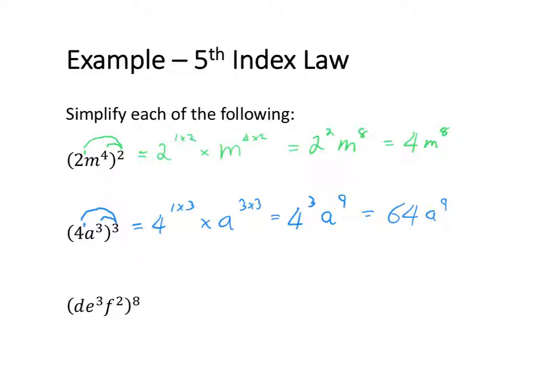Looking at the last example, d e to the power of 3, f to the power of 2, and then all of that raised to the power of 8. I need to multiply each of my indices inside of the bracket by my term outside, which is 8. So that is going to equal d to the power of 1 times 8 times e to the power of 3 times 8 times f to the power of 2 times 8, which equals d to the power of 8, e to the power of 24, f to the power of 16. So that's some examples of how we apply the fifth index law.